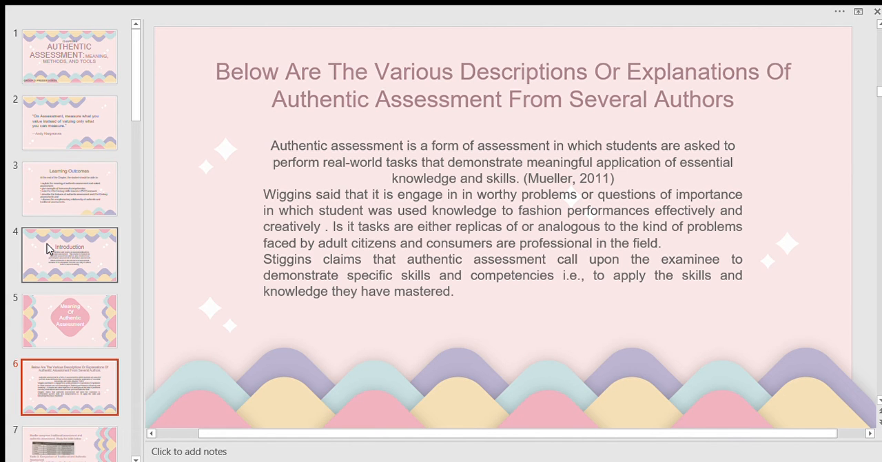Its tasks are either replicas of or analogous to the kind of problems faced by adult citizens and consumers or professionals in that field. Stiggins claims that authentic assessment calls upon the examinee to demonstrate specific skills and competencies to apply the skills and knowledge they have mastered.